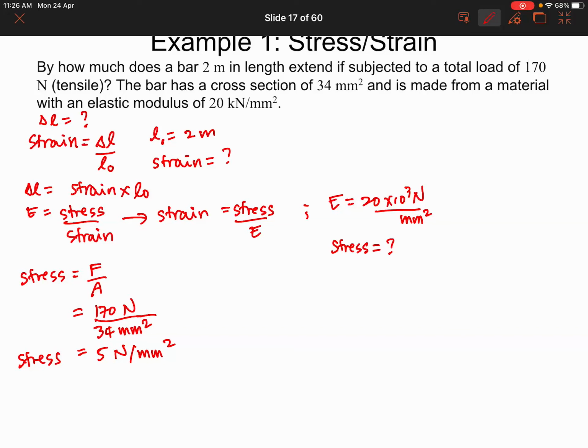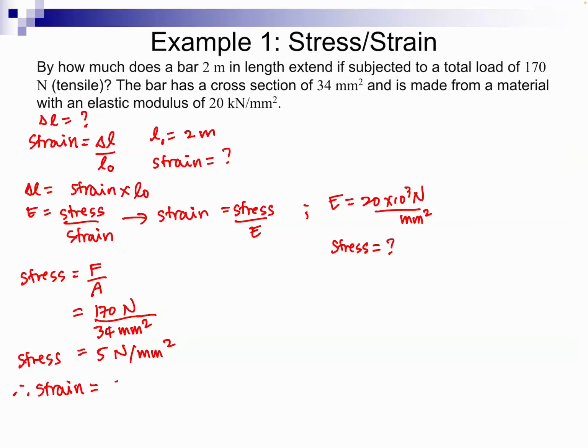Okay. And then you sort of work your way backwards. Once you know the stress, you will then be able to know the strain. Therefore, strain is equal to stress divided by the elastic modulus. So that's 5 newtons per millimeter squared divided by 20 times 10 to the 3 newtons per millimeter squared. I include the units here so that we can check consistency of units as we go along. So the strain is 2.5 times 10 to the minus 4.